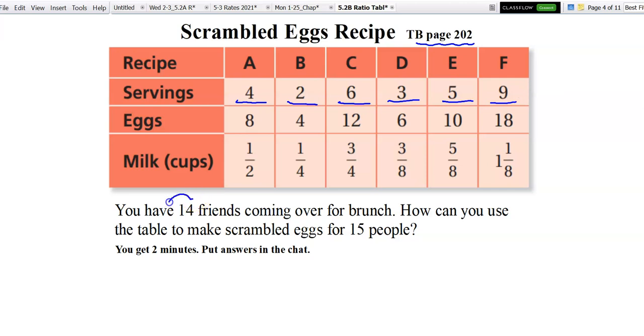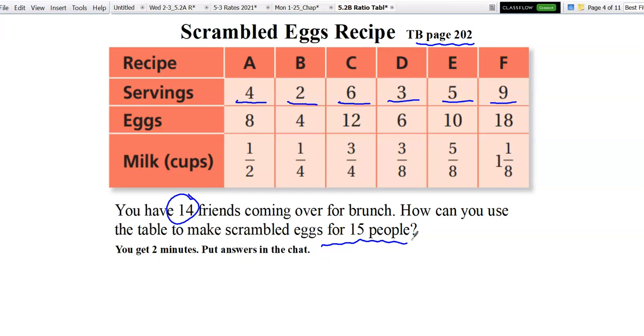So let's say you have 14 friends that are coming over for brunch. Nobody wants to get up early. How can you use the table to make scrambled eggs for 15 people, right? Because it's you plus your 14 friends. So I want you to pause this video, take a look at the different serving size, and figure out how you can use all the different recipes, the A, B, C, D, E, and F, to make scrambled eggs that is just right for 15 people.